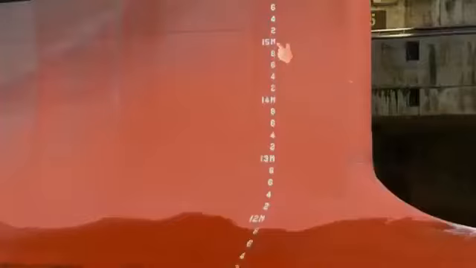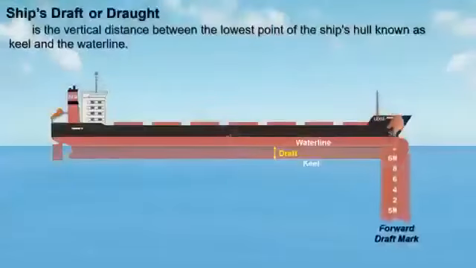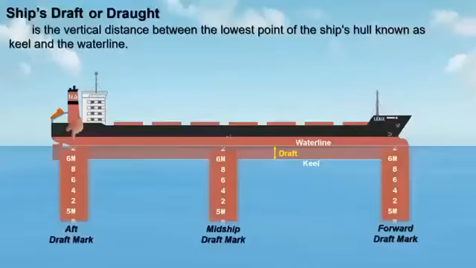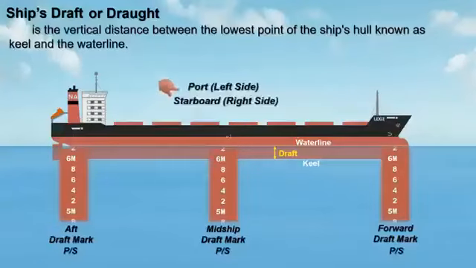These are numerical markings, positioned at the forward, midship, and aft sections of the ship's hull, on both sides of the vessel, port and starboard side.